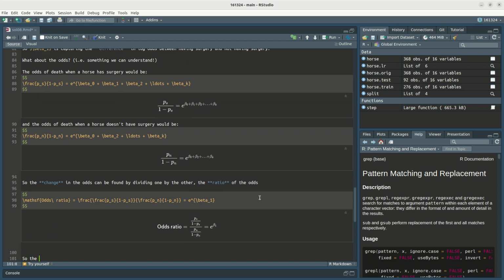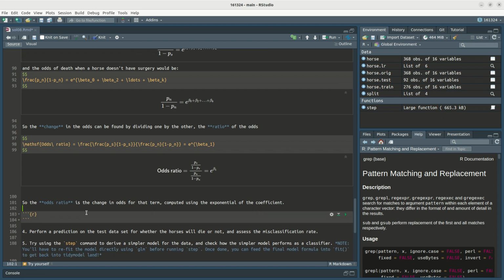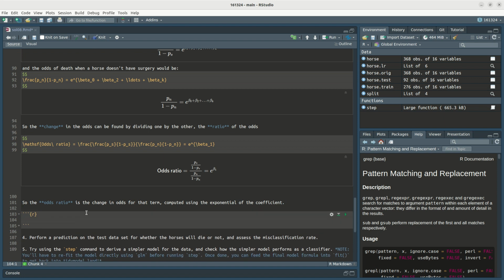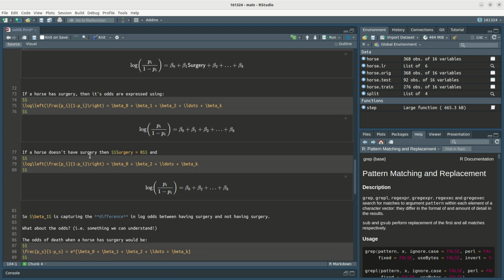Okay, so the odds ratio is the effect on odds. So it's the change in odds for that term, computed using the exponential of the coefficient. Now that we know what the odds ratio is, we can compute it, and then we'll look at how to interpret it.